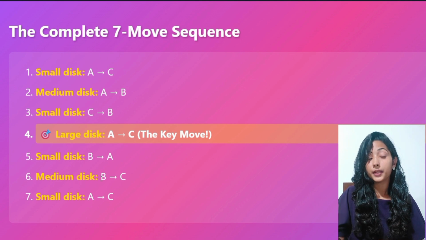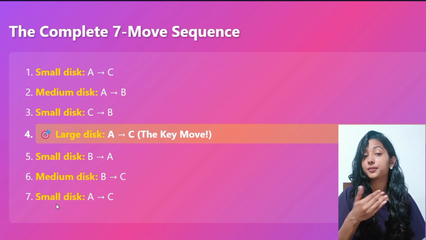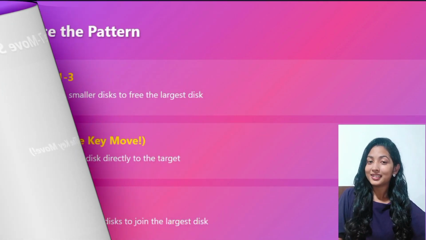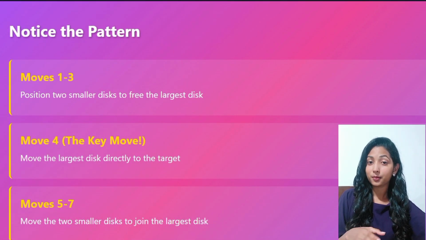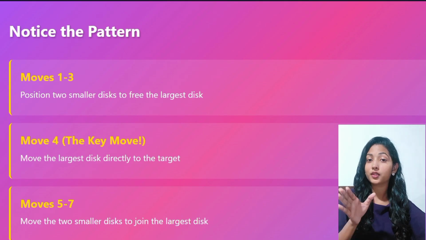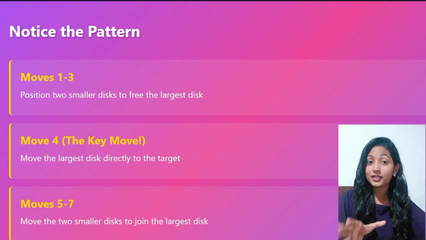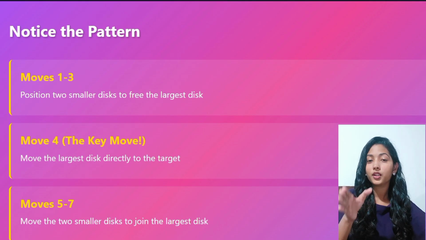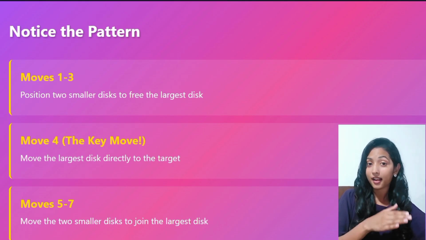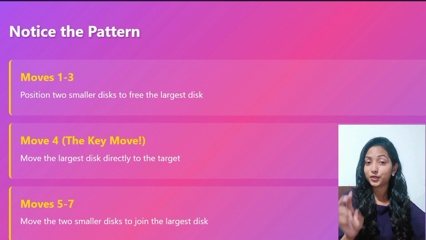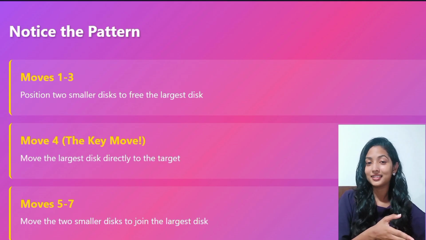And we move the medium disk from peg B to peg C. And the final move is we move the small disk from peg A to peg C. Let's notice the pattern. In the first three moves, we changed the position of the smaller disks to free the largest disk. And I said the fourth move is the key move because we move the largest disk directly to the target. And in the final three steps we join the two small disks to the largest disk.